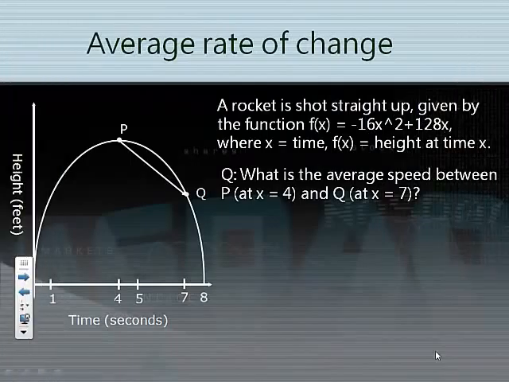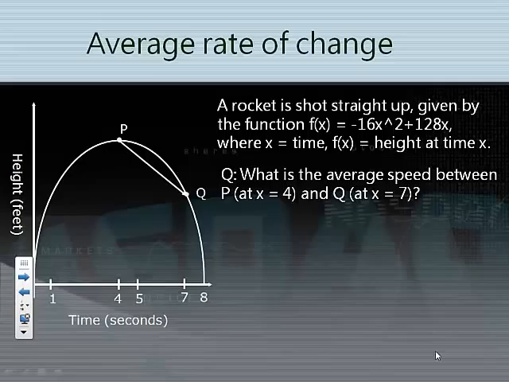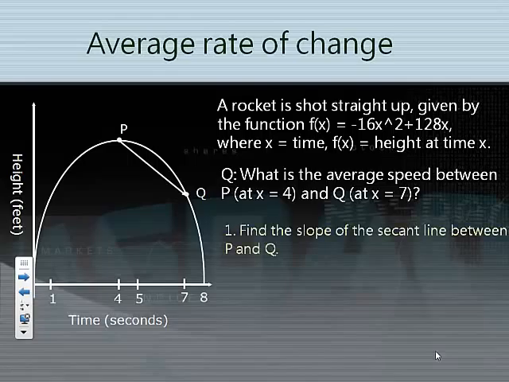As an example, you have a rocket that's being shot straight up in the air. It's governed by the function f of x equals negative 16x squared plus 128x. What is the average speed between 4 seconds and 7 seconds? Well, to find that out, we would need to know the slope of the secant line between P and Q.